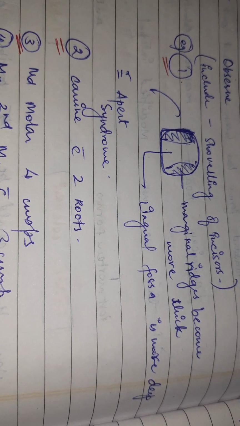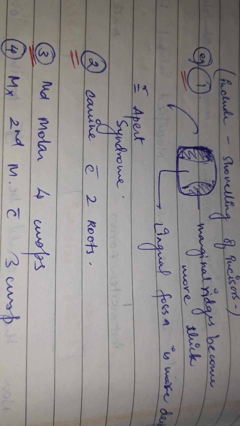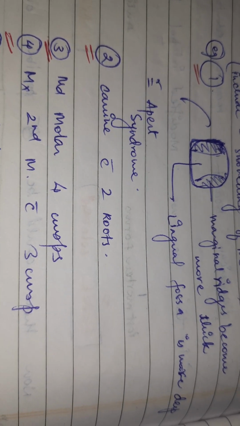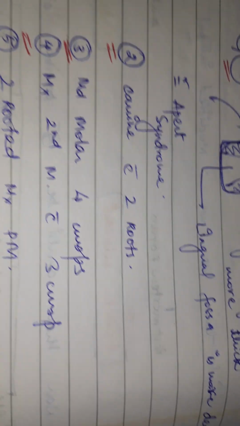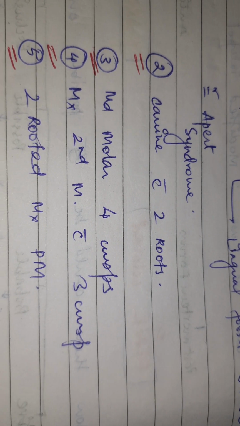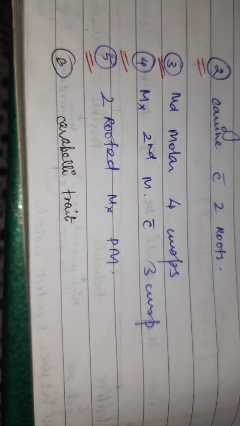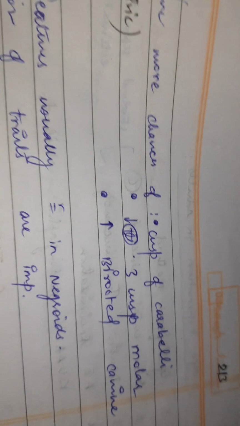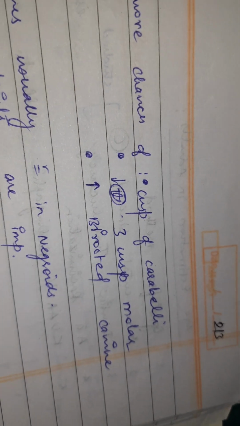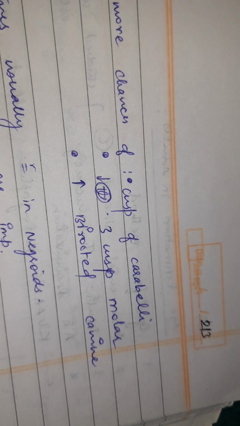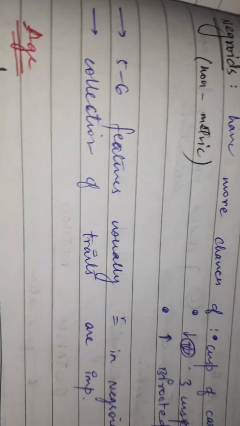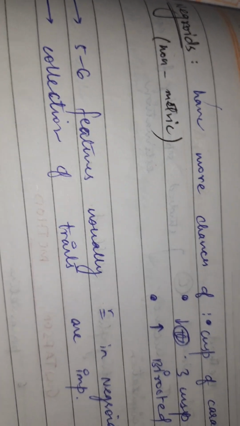Second, canine with two roots. Then mandibular molar has four cusps, and maxillary second molar with three cusps, and a two-rooted maxillary premolar is present. And sixth is Carabelli trait. Negroids have more chances of the cusp of Carabelli trait. Decreased three-cusp molar, fewer triggers and increased cases of a two-rooted canine are non-metric traits. So that's how we can judge whether the body is Negroid or non-Negroid.